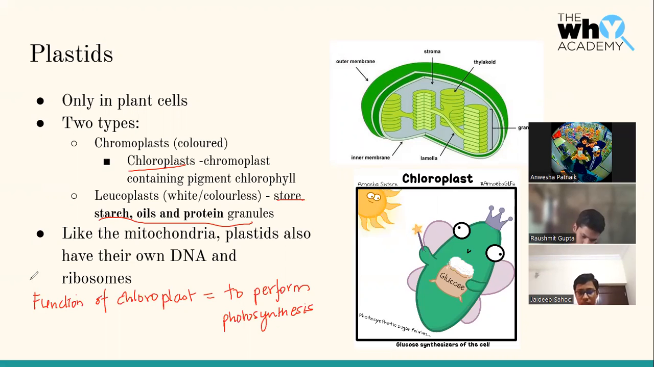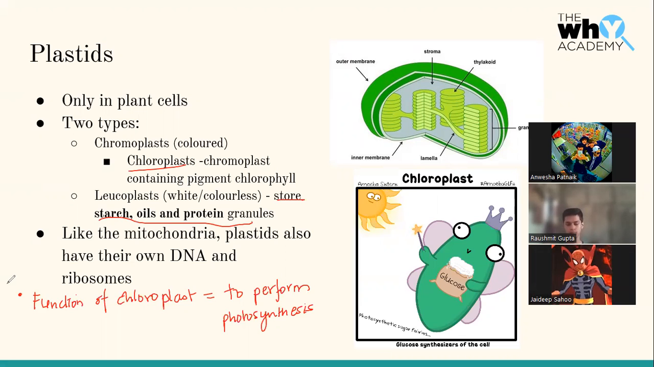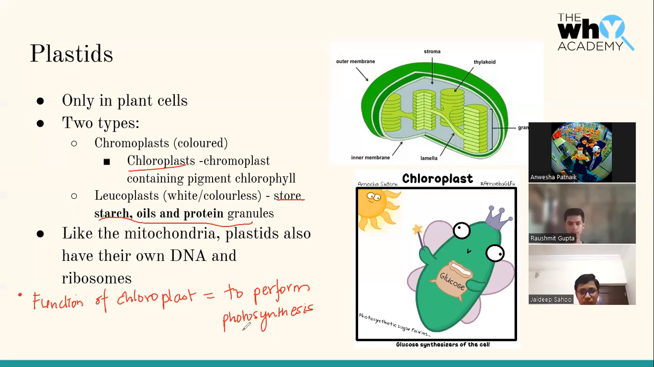If they ask in general what plastids do, they usually store things or they impart color. Chloroplast in specific terms is the only one which will be performing photosynthesis. Photosynthesis is basically the technical term by which plants make their own food, isn't it? They use light and carbon dioxide to make their own food.